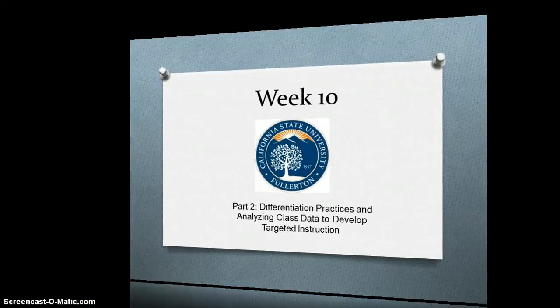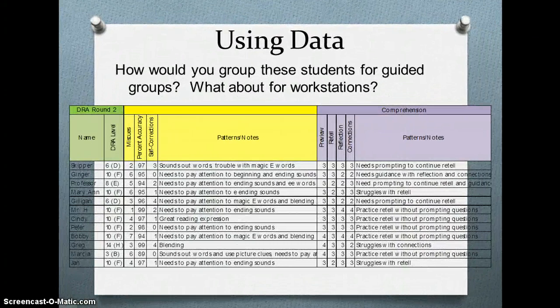So first, let's talk about differentiation practices. Using data. This is definitely one of my favorite things to do. What you're looking at is a spreadsheet that I developed when I was a classroom teacher. As a school, we were required to give the DRA, which stands for the Developmental Reading Assessment, which is a form of an informal reading inventory. It looks a lot like the QRI or any sort of leveled reading assessment.